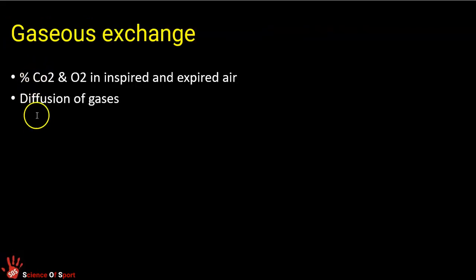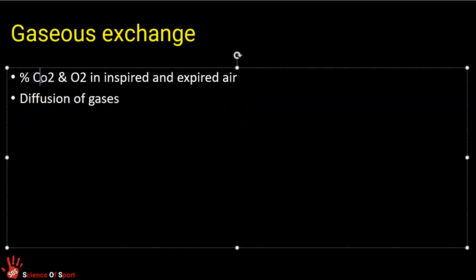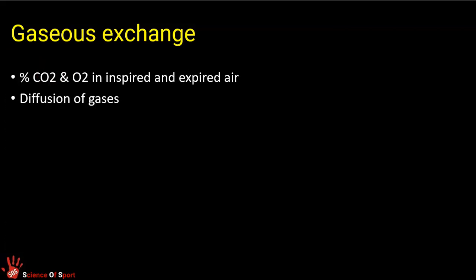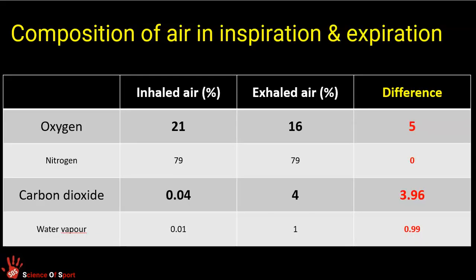Your specification requires you to know about these 2 aspects of gaseous exchange. Firstly, the percentages of CO2 and O2 that are in both inspired and expired air. And then secondly, we're going to look at the diffusion of those 2 gases, both at the lungs and at the muscles. So the first thing then, the percentages of oxygen and CO2 that we would find in inspired and expired air. So this table pretty much gives you the information you need.